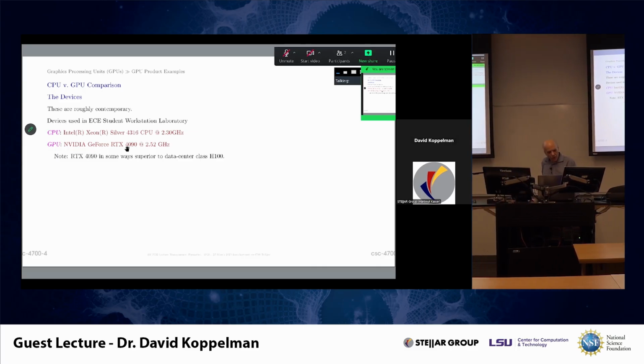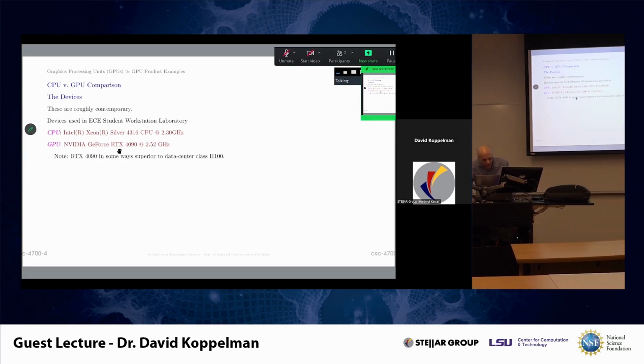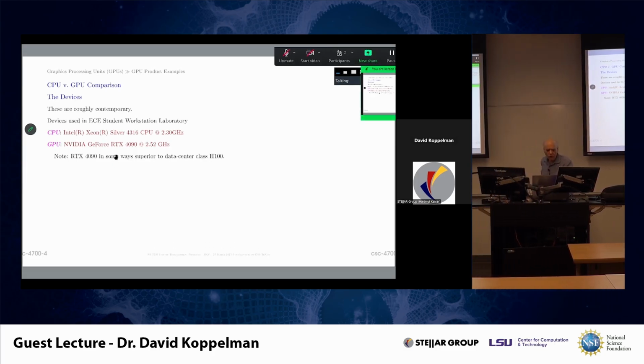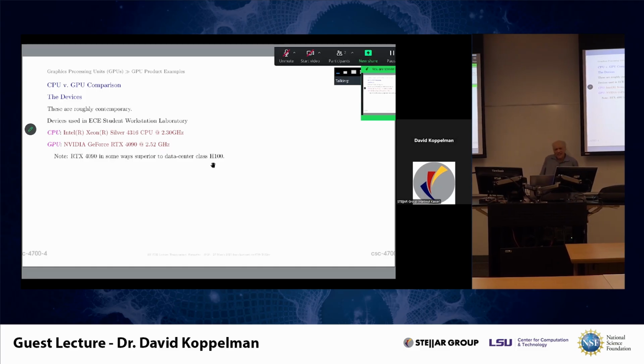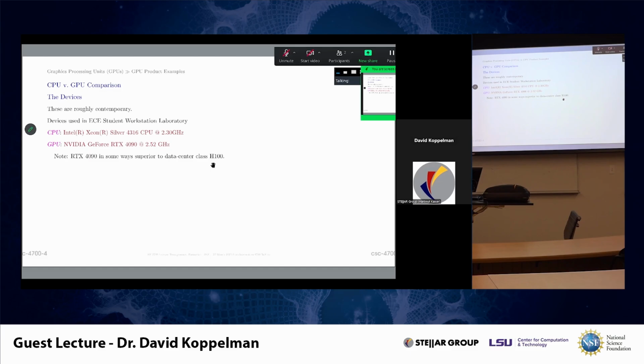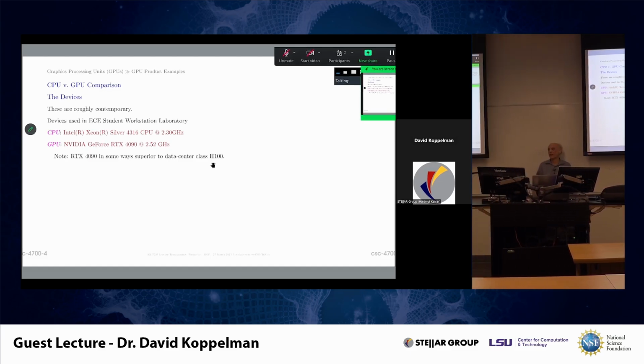Now, you might wonder, why am I comparing a data center grade, what do they call these, a CPU. It's not server, it's something else. That's the word for this. With something which is meant for the consumer grade. But if you look at the data center equivalent, the H100, in some ways that RTX is superior. So we have both here. And I've used both, but a lot of times the 4090 is faster.